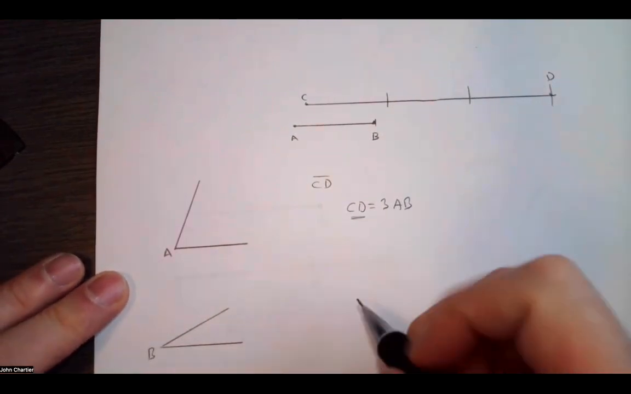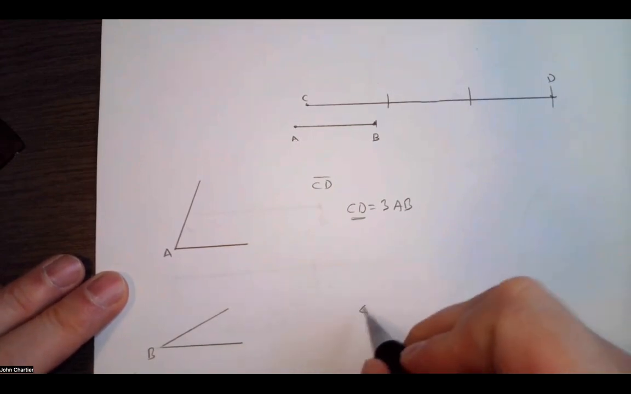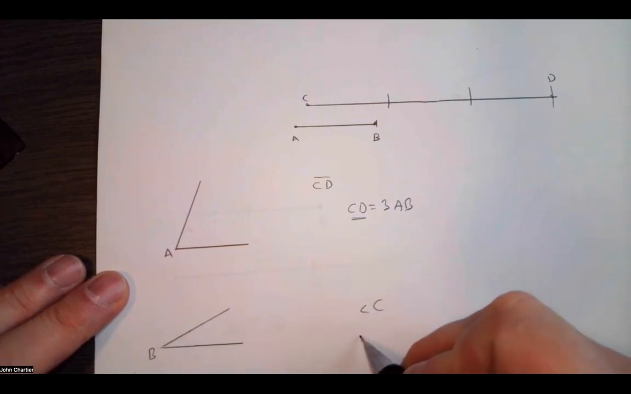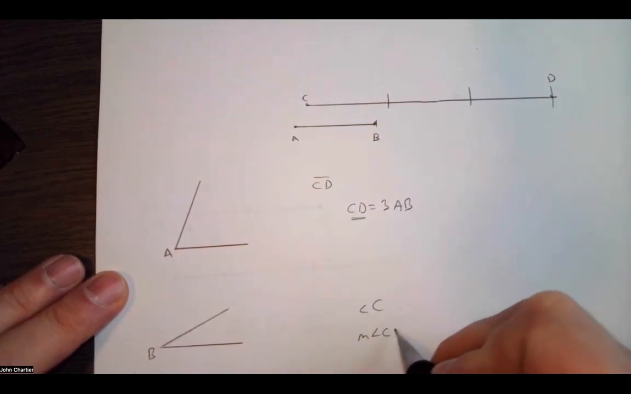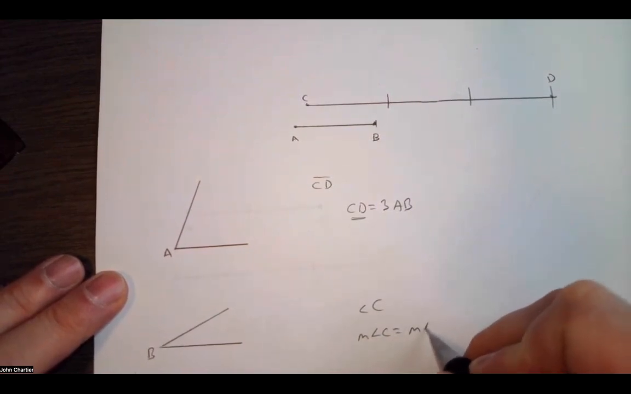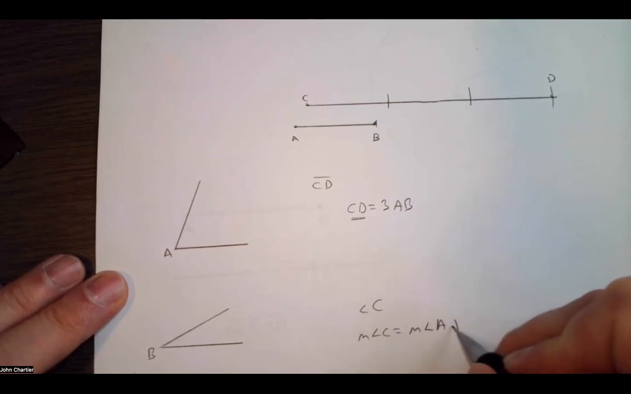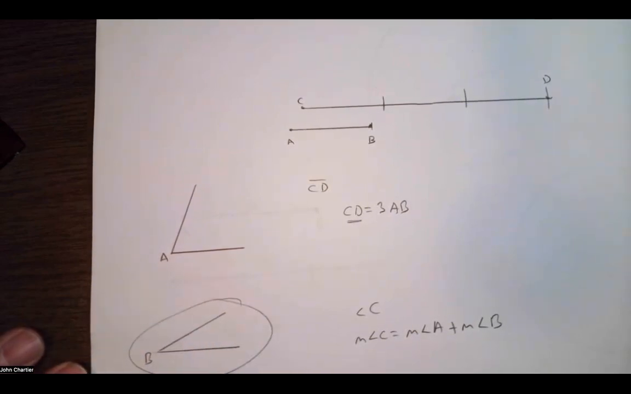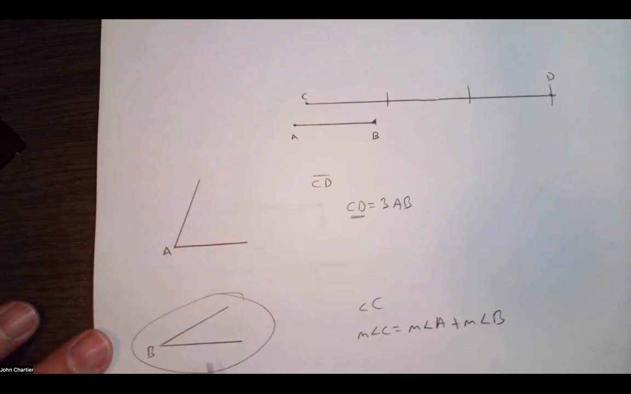And they want you to make a new angle C such that the measure of angle C is equal to the measure of angle A plus the measure of angle B. So in other words, make an angle that's those two angles added together. So how would you do this? Okay, step number one, copy this, and it doesn't matter which one. Step number one, copy that angle.